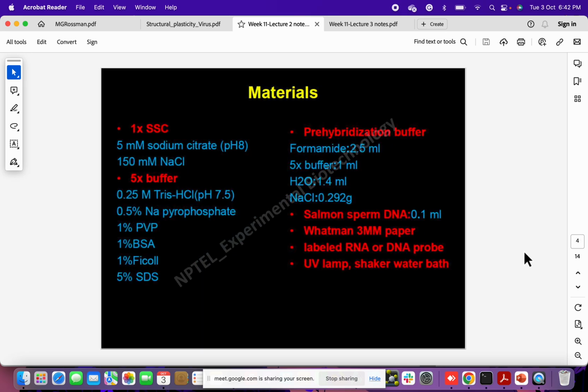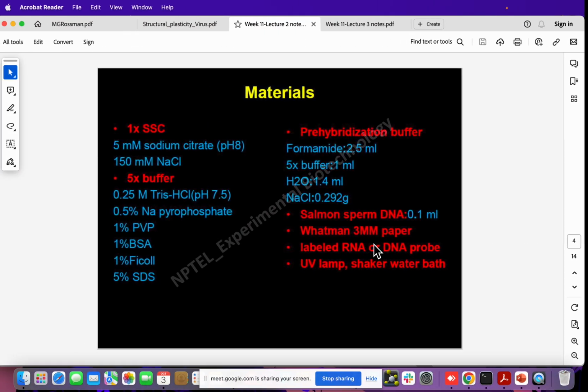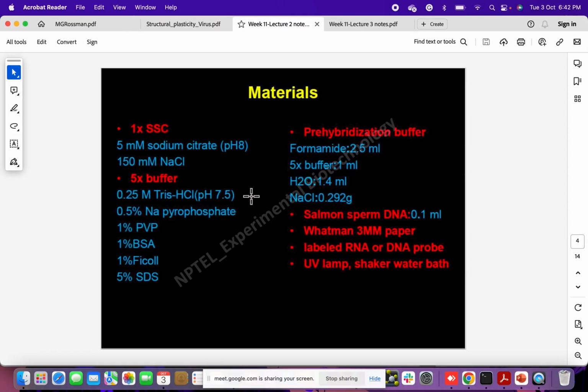Materials: 1x SSC, which is 5 millimolar sodium citrate and 150 millimolar NaCl. 5x buffer: 0.25 molar Tris-HCl, pH 7.5, 0.5% sodium pyrophosphate, 1% PVP, 1% BSA, 1% Ficoll, 5% SDS. Pre-hybridization buffer: formamide, 5x buffer, H2O, NaCl. Salmon sperm DNA, Whatman 3 mm paper, labeled RNA or DNA probe, UV lamp, shaker, water bath.